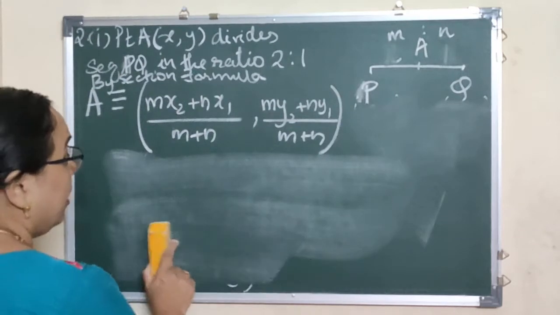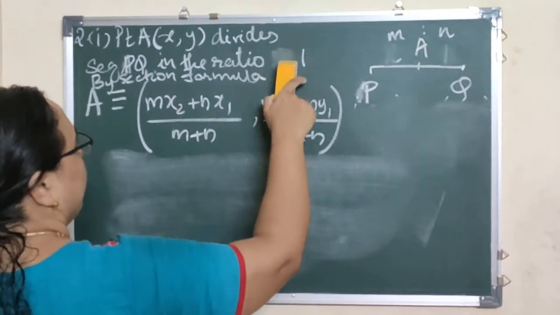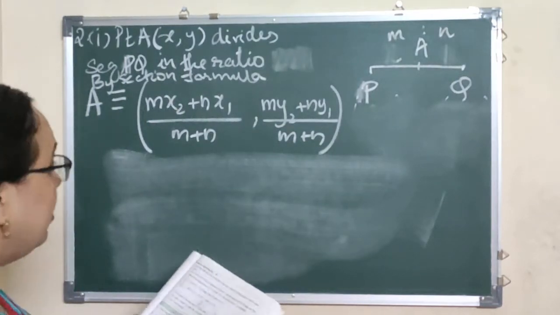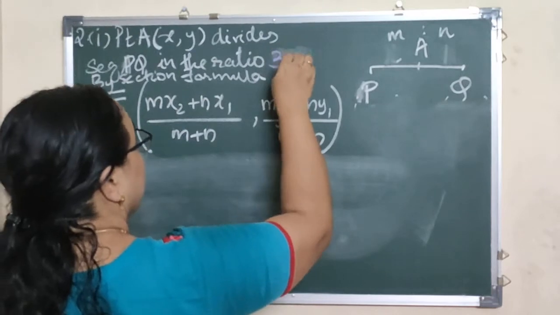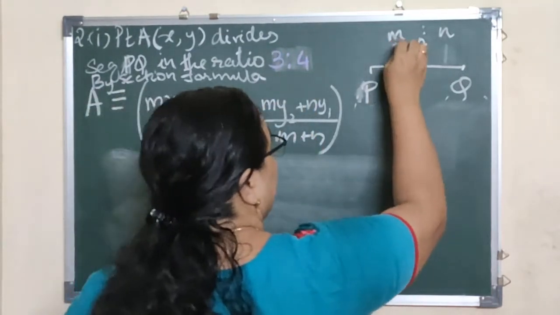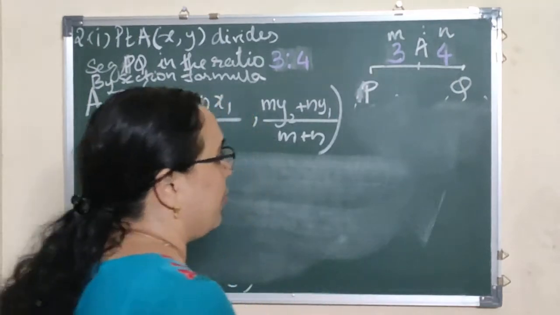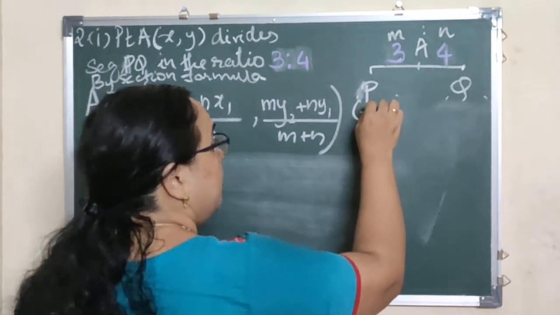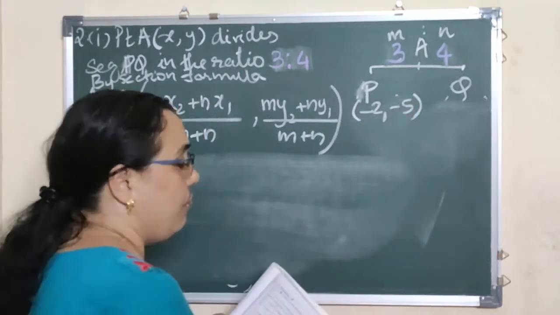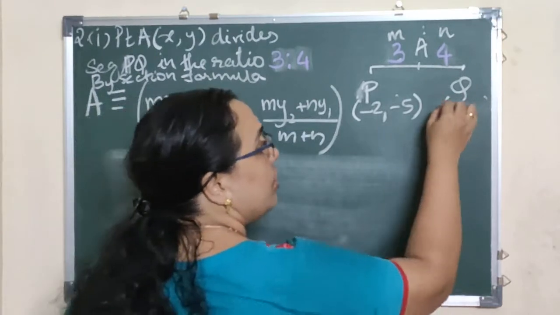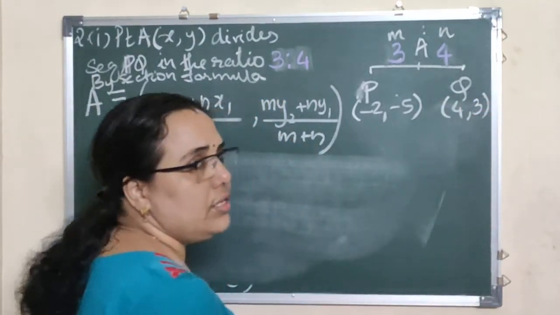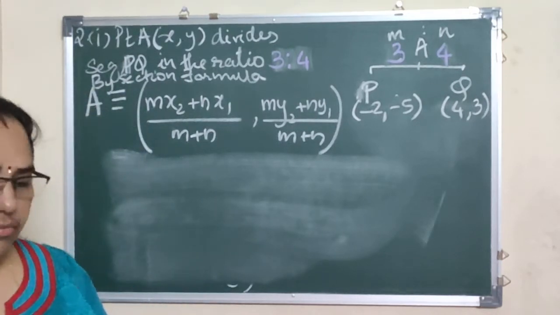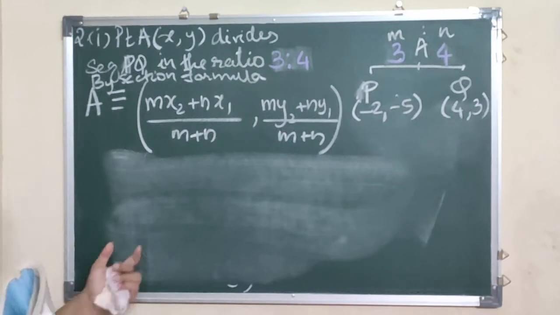Right, girls? What else I have to change? I have to change here, that is 3:4. And what is the coordinate of point P? -2, -5. And coordinate of Q is 4, 3. Right? I hope we have written it. Let us start now. Yes, the formula is here.